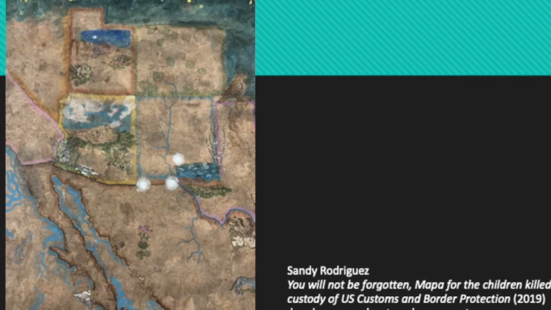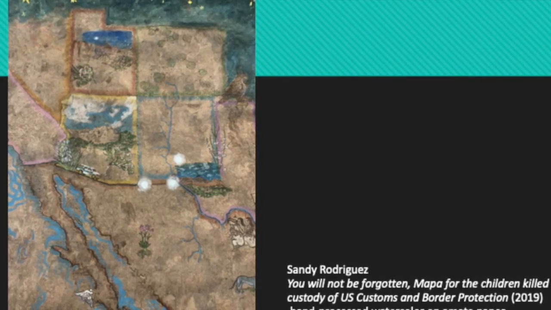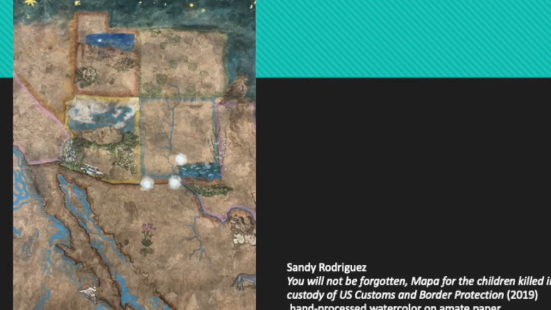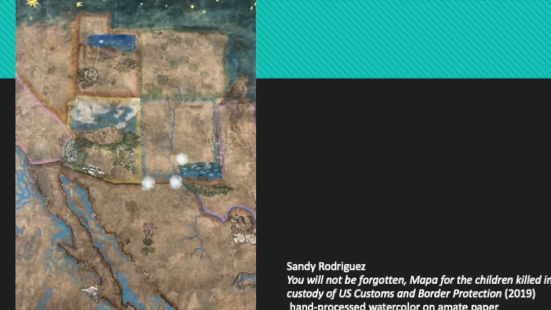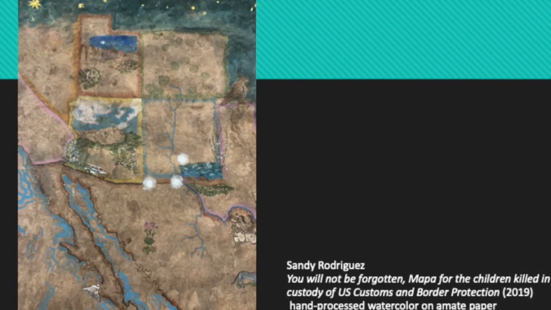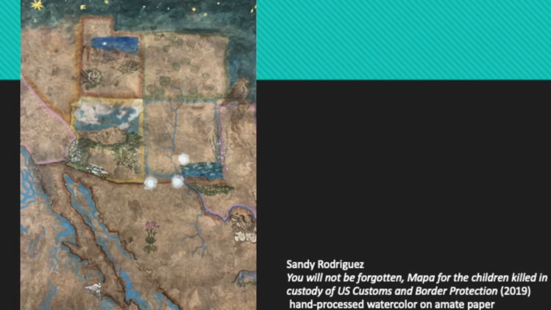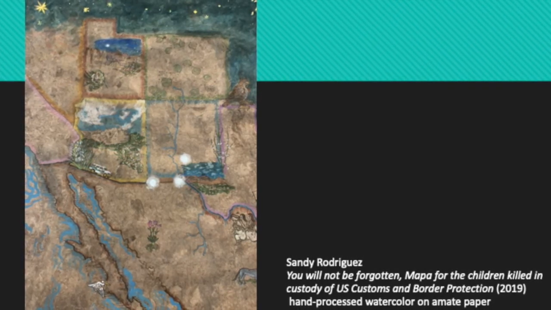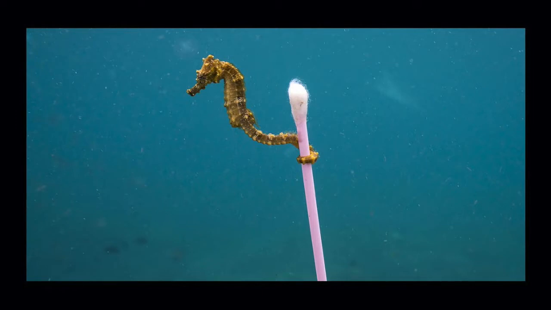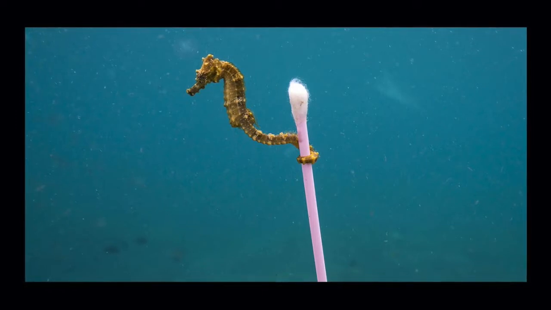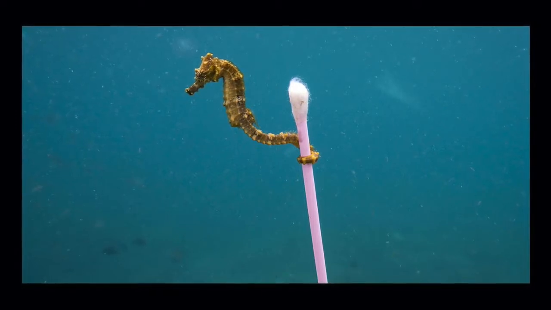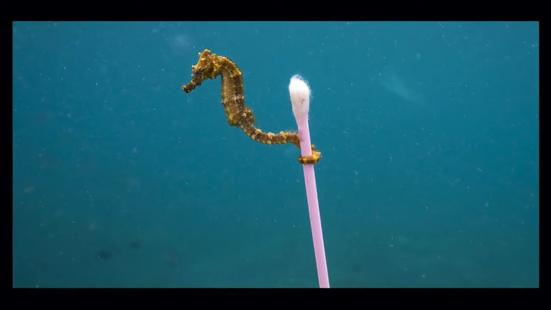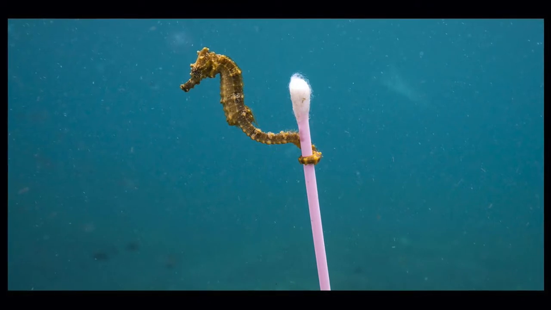And finally, we have an image by Sandy Rodriguez, who creates paintings and mixed media artworks that discuss relevant subjects. And this one is called You Will Not Be Forgotten, Mappa for the Children Killed in Custody of U.S. Customs and Border Protection. And this one was created in 2019. So remember to look at when the artwork was created, where it was shown, a little bit about the artist's biography so you can understand where they might be coming from.